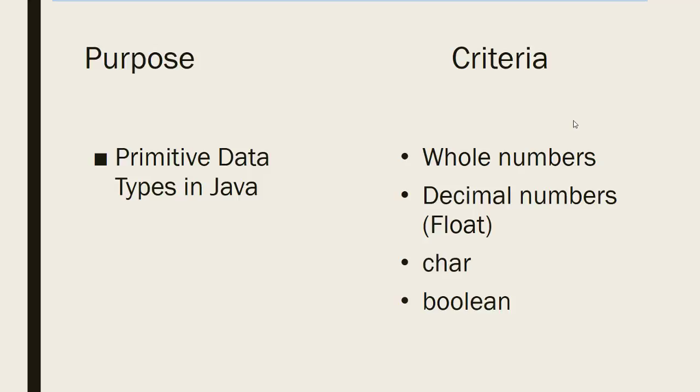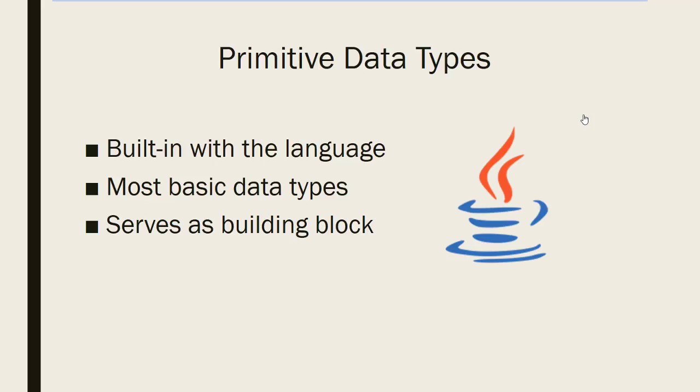In this tutorial, I will discuss all the Java primitive data types. We will look at whole numbers, decimal numbers, char, and Boolean. The term data type refers to the type of data that can be stored in a variable. Primitive data types are the data types defined by the language itself.